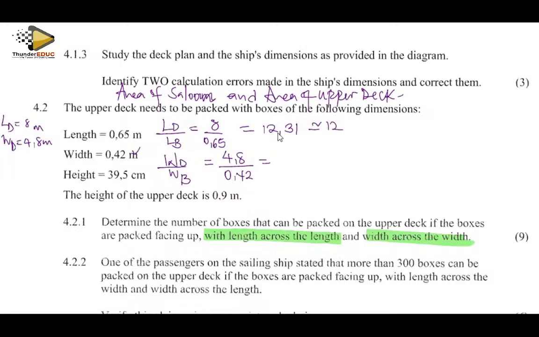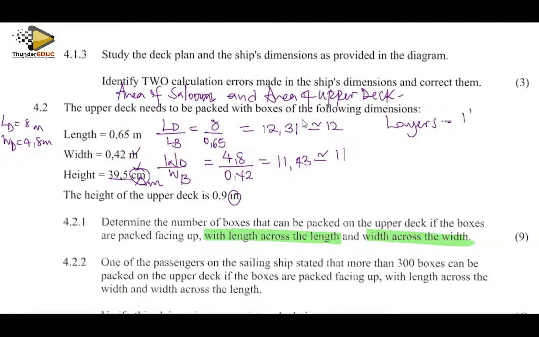And we have 4,8 divided by 0,5. And here we have 11, which is approximately 11 boxes. So what about the layers? The height of the box is this much, but it's in centimeters. Yet the height of the deck is in meters. This centimeter has to change into meters. Centimeters to meters, we divide by 100.